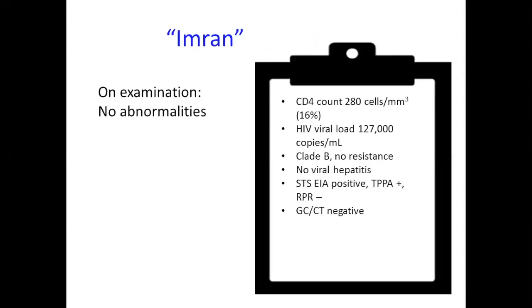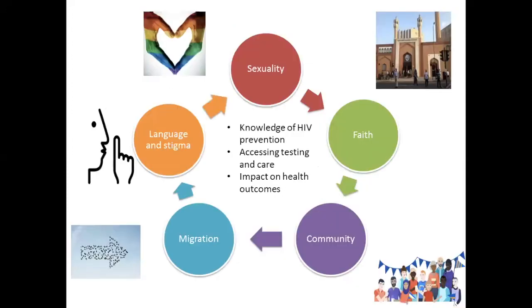So on examination, there were no abnormalities, and we can note from his results that he was diagnosed late with a CD4 count of 280, and he was also positive for syphilis. So I wanted to talk about some of the issues that may impact on Imran with regards to his knowledge of HIV prevention and testing, his routes to accessing care, and impact on his health outcomes.